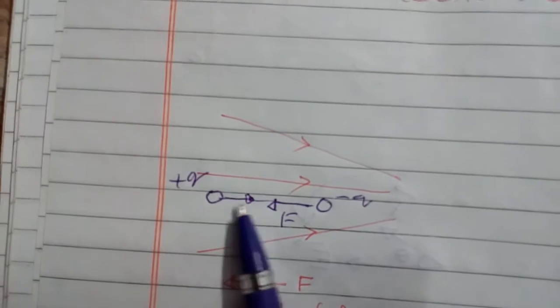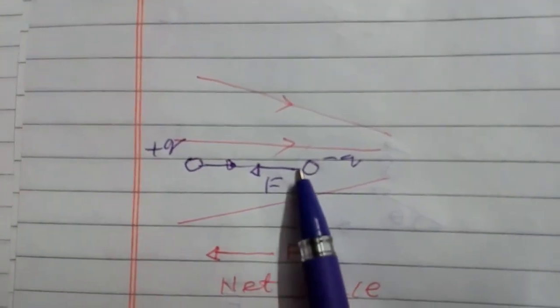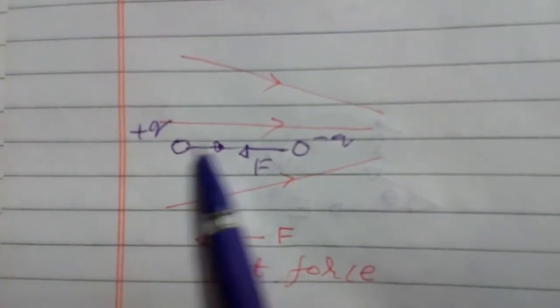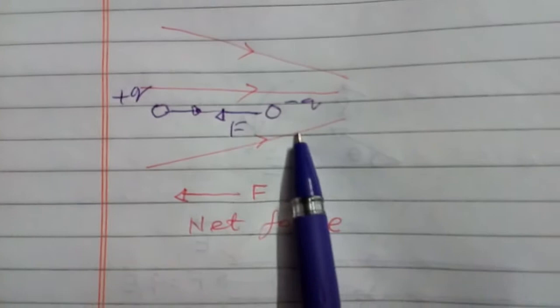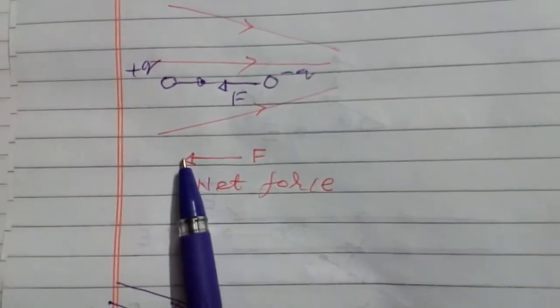Now in this diagram, suppose the dipole is kept like this, this is plus q, this is minus q. The force on minus q will be in this direction, which is more, and the force on plus q is in this direction, which is less. So the dipole will start to move in this direction because the net force is in this direction.